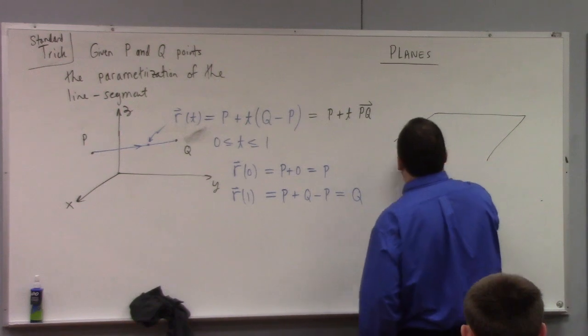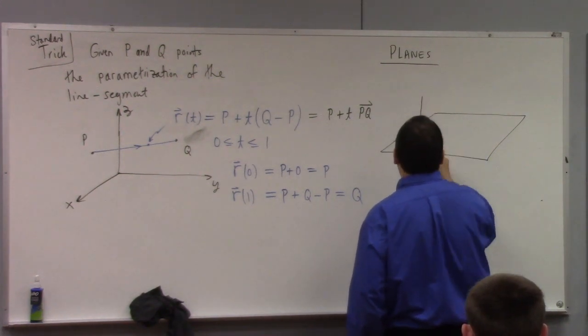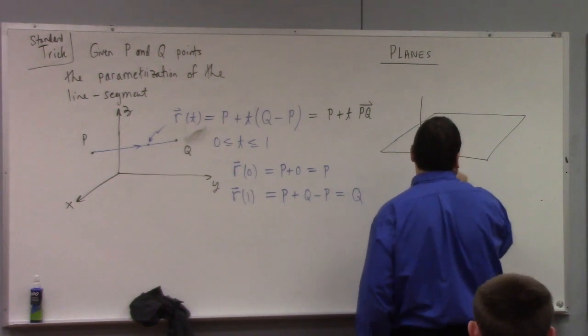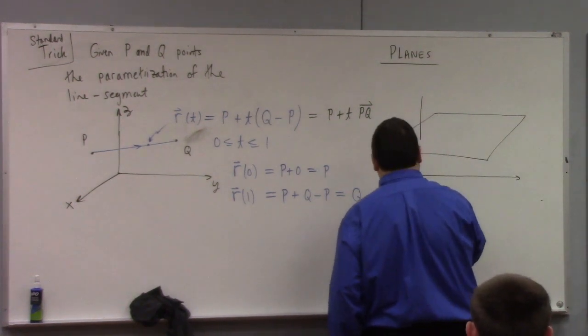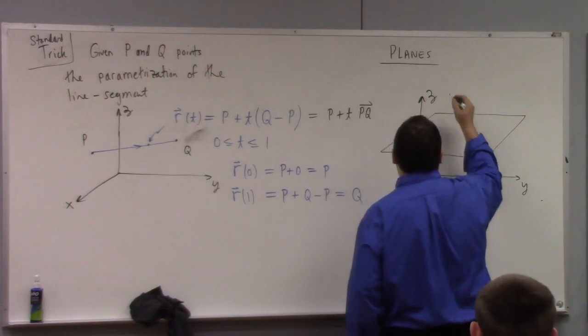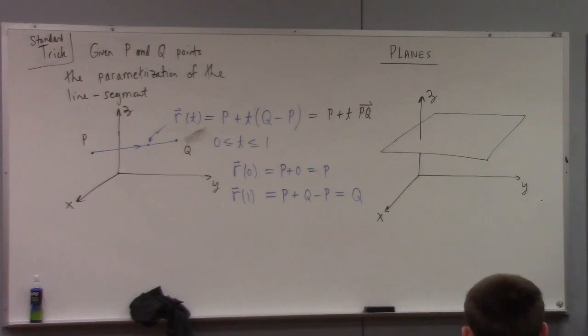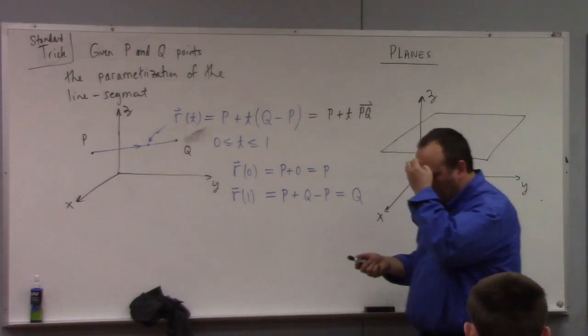And so here's sort of my generic plane. What should describe a plane? What kind of data do we want to describe a plane by, do you guys think?